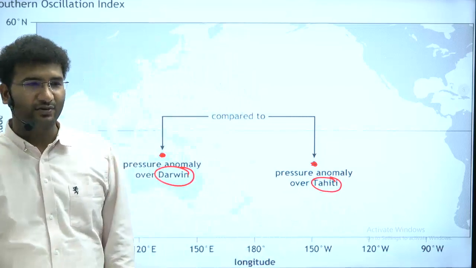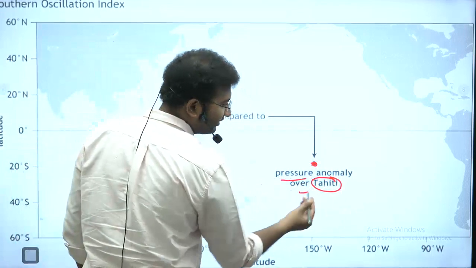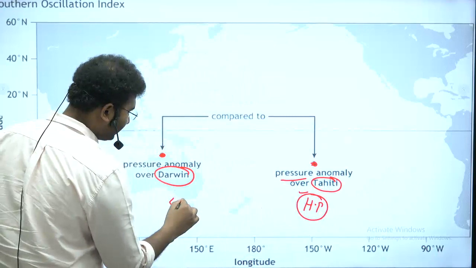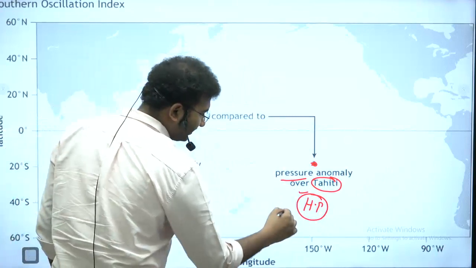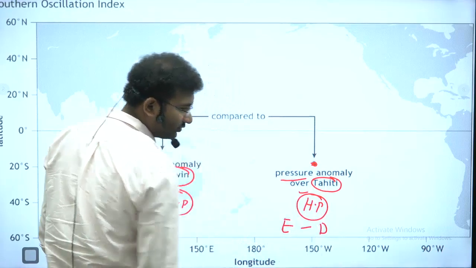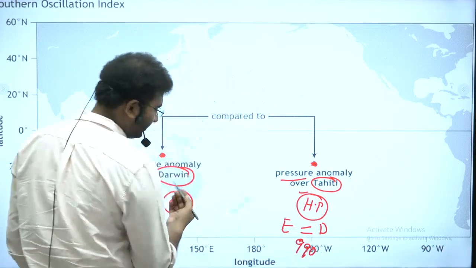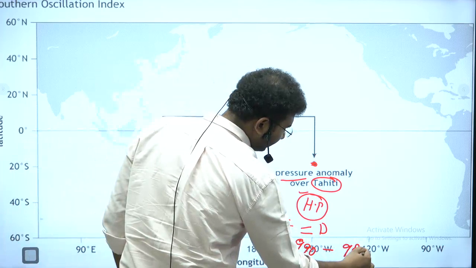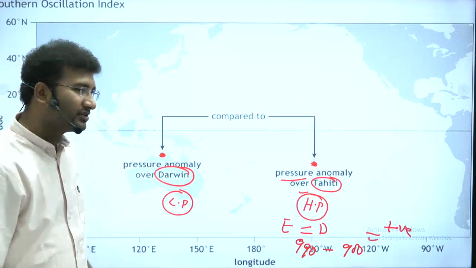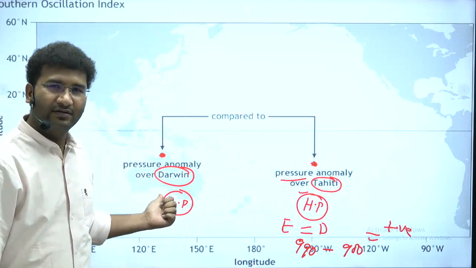What does the scientist do, you know? They measure eastern minus western. For example, pressure anomaly over Tahiti. For example, if you have high pressure here and low pressure here, eastern minus western, that is Tahiti minus Darwin, they take into consideration. If suppose the high pressure here is 990 millibars and here the pressure is only 900 millibars, so what is it, a positive value or negative value? Positive value. Eastern high pressure means 990. Here you will have lower value.